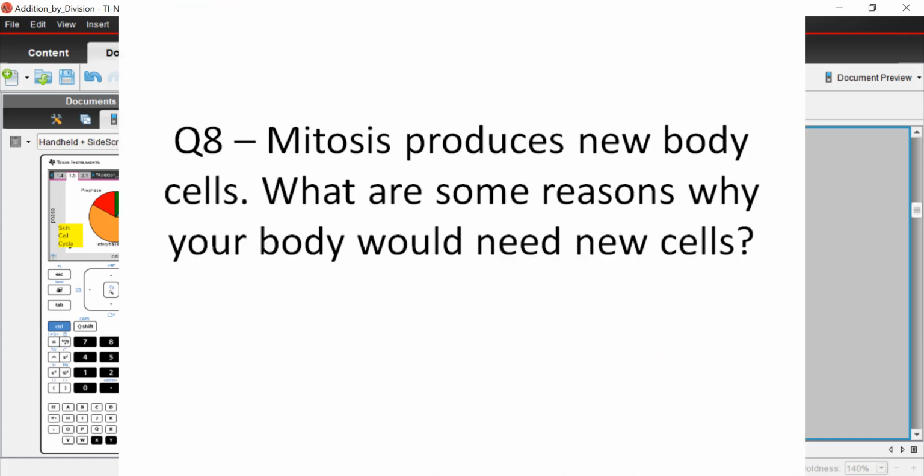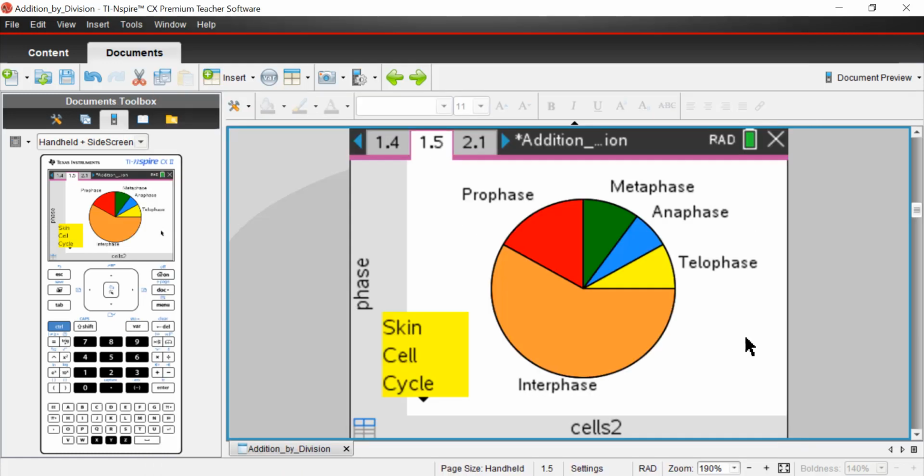What are 2 reasons why your body needs to produce new cells? I think we've covered this pretty well. Basically, growth, repair, and replacing dead cells.